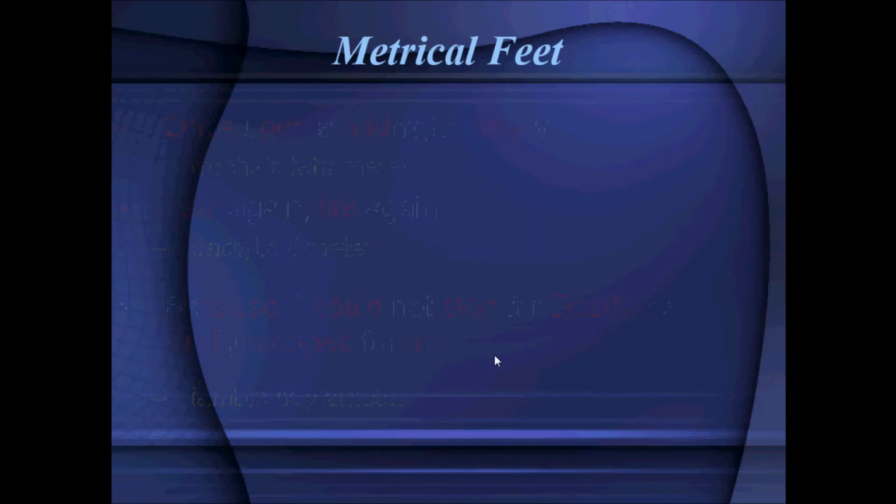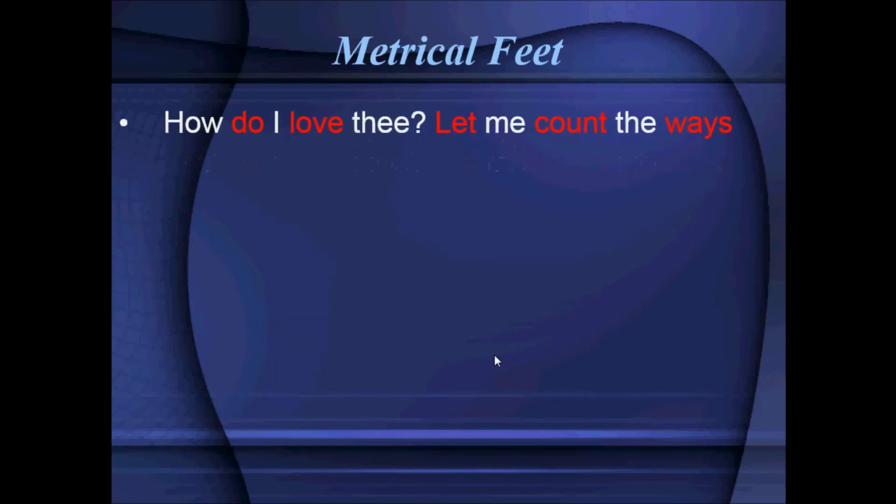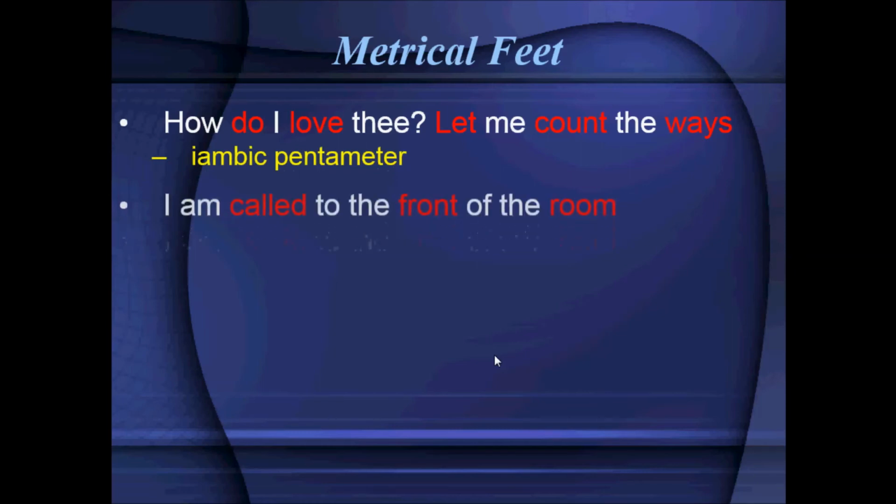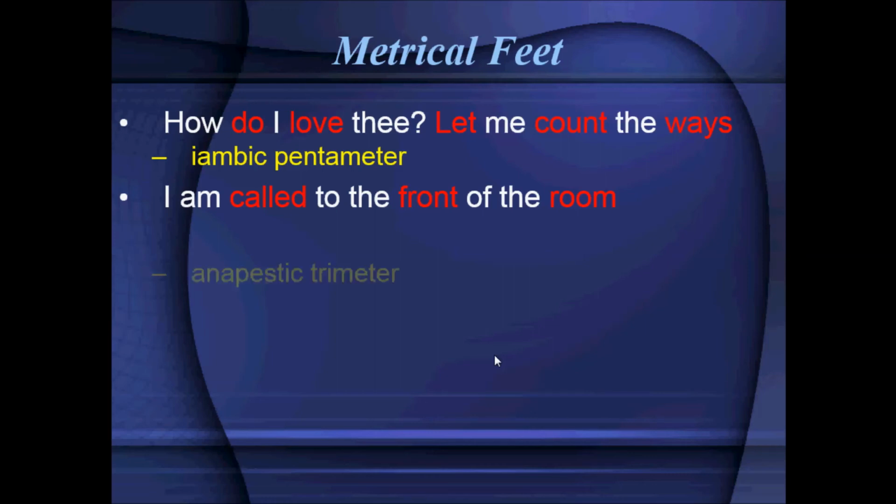"Oh, I love thee, let me count the ways." Couldn't be more lovely or more popular than this particular line. "How do I love thee," right? So there's unstressed, stressed the whole way through. So again, iambic, and pentameter, probably the most popular meter. "I am called to the front of the room." It's hard to say that without sounding anapestic. Unstressed, unstressed, stressed, and 1, 2, 3 feet per line. So anapestic meter.